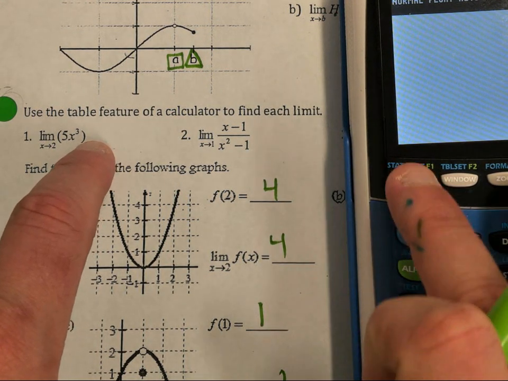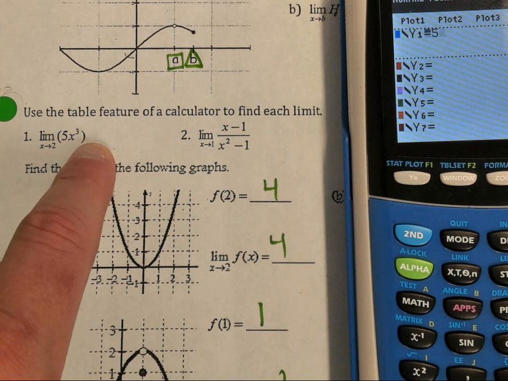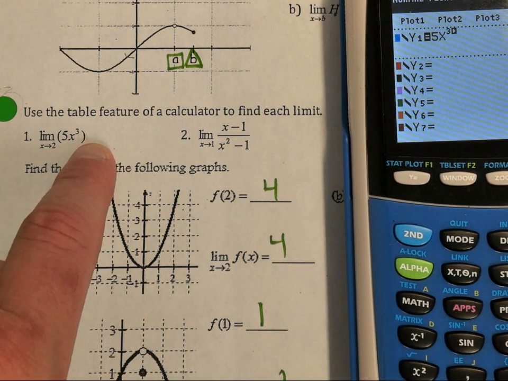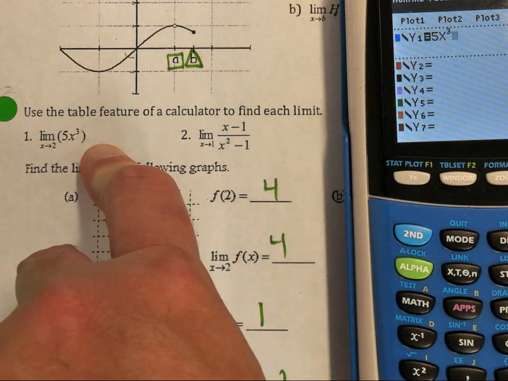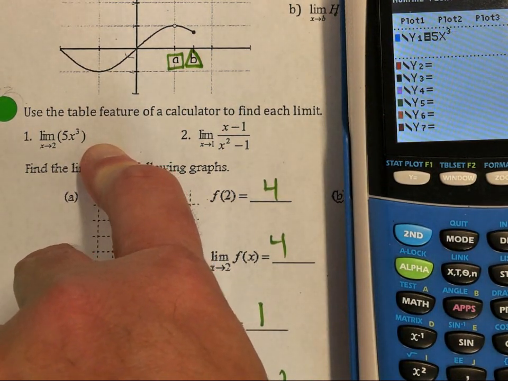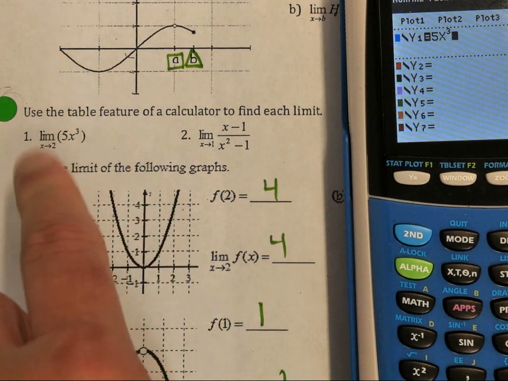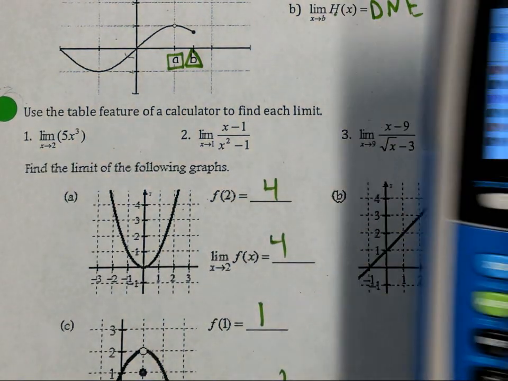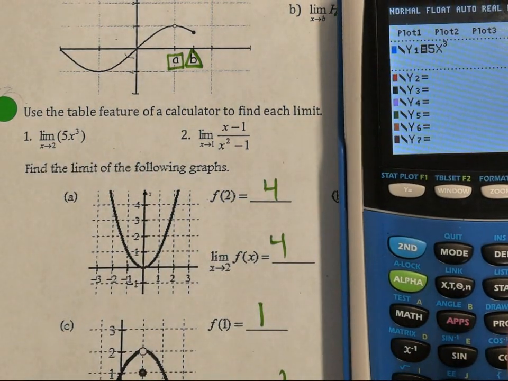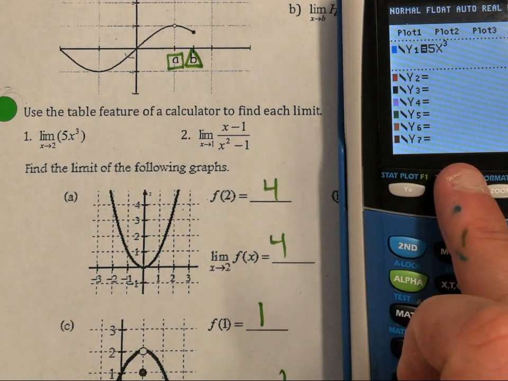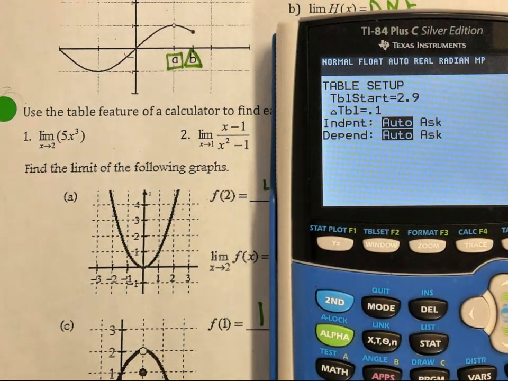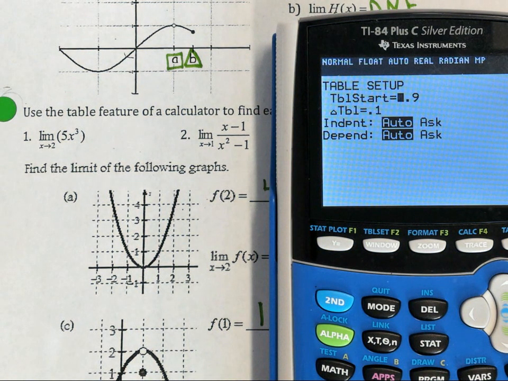All right. First thing we want to know: what is the limit as x approaches 2 for this function, 5x cubed? So I'm going to go to my y equals, and I'm going to plug in 5x cubed. I'm not going to hit graph. Now let me teach you the table button. It's above the window. I'm going to go second, table set. Never mess with the independent or dependent. It's going to be auto.